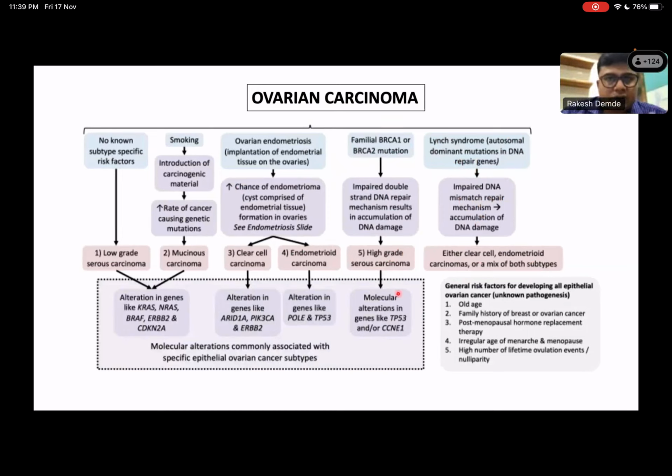So there is a molecular substratification of ovarian carcinoma. Whenever you have BRCA1, BRCA2 mutation, you can go for a PARP therapy in such high-grade serous carcinoma.